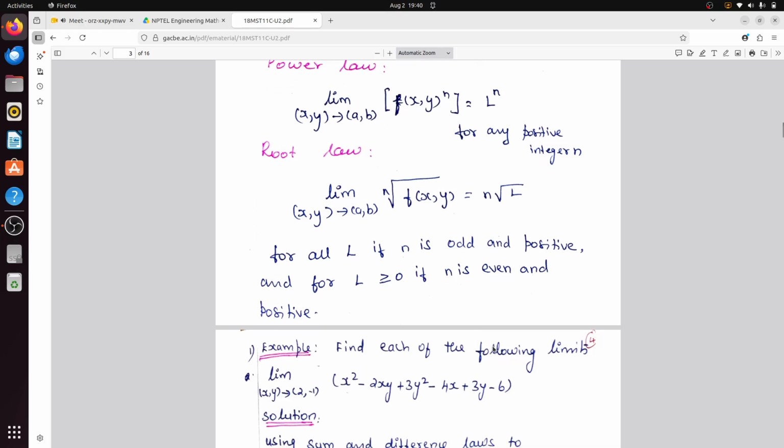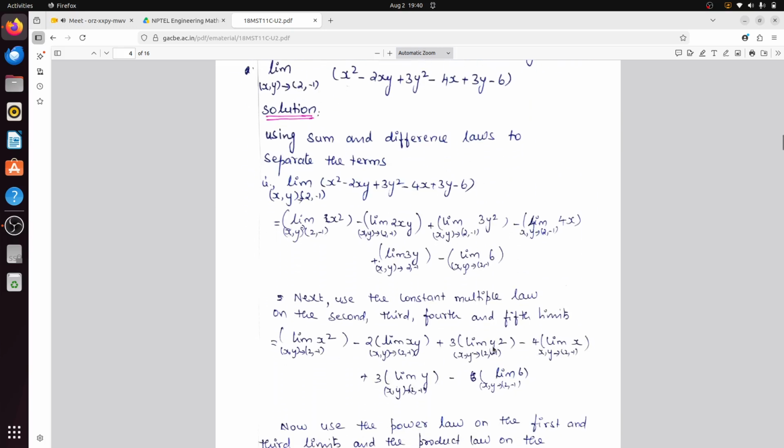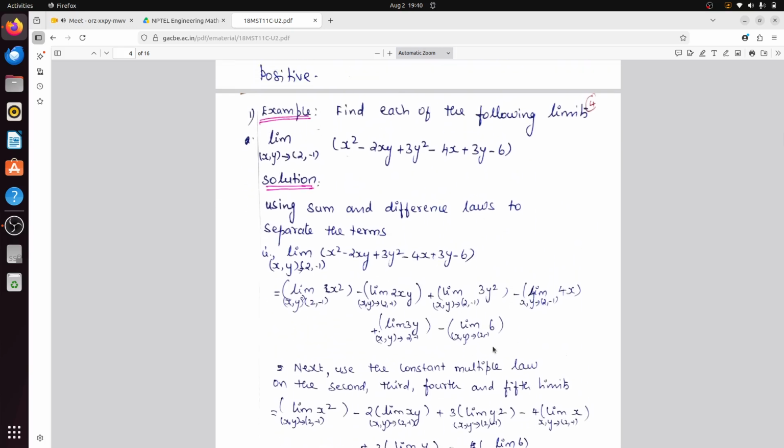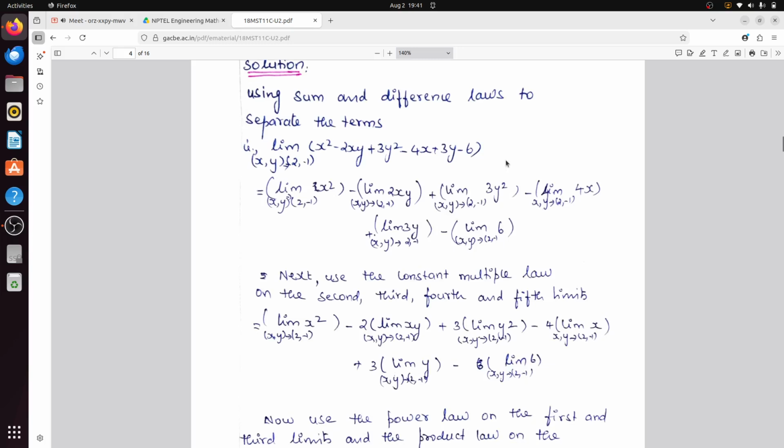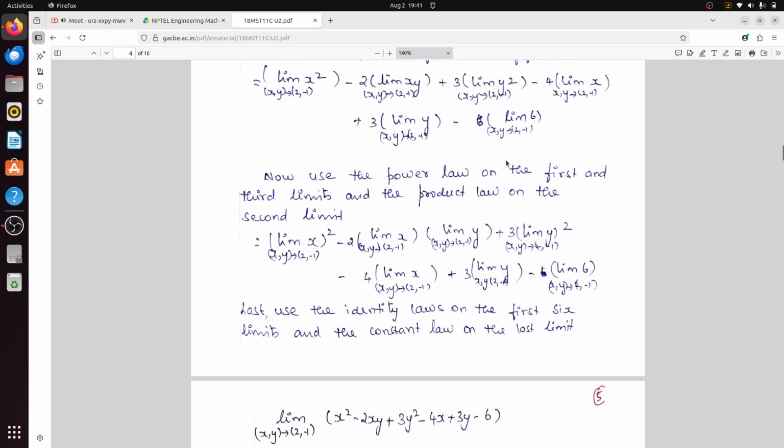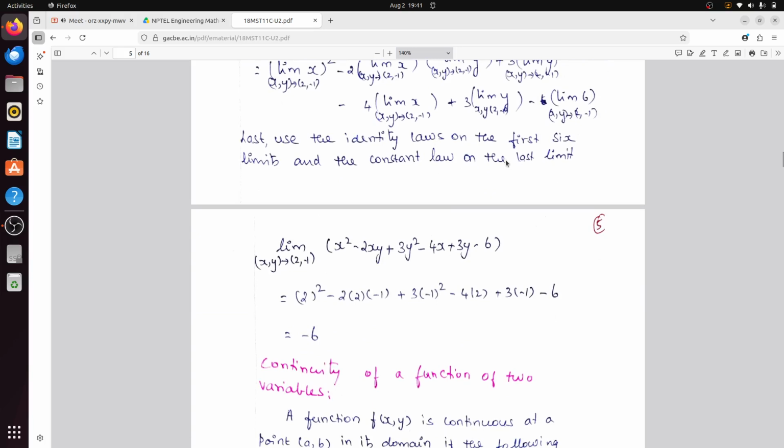Okay, so this is an algebraic problem. So what does this problem say? Find each of the following limits. Limit as (x,y) tends to (2,-1) of x² minus 2xy plus 3y² minus 4x plus 3y minus 6. So this is basically a quadratic expression. For this you just put x equal to 2 and y equal to minus 1, and you get the answer. It is an easy question, I will not spend much time on it. You just check on your own, it will be minus 6.